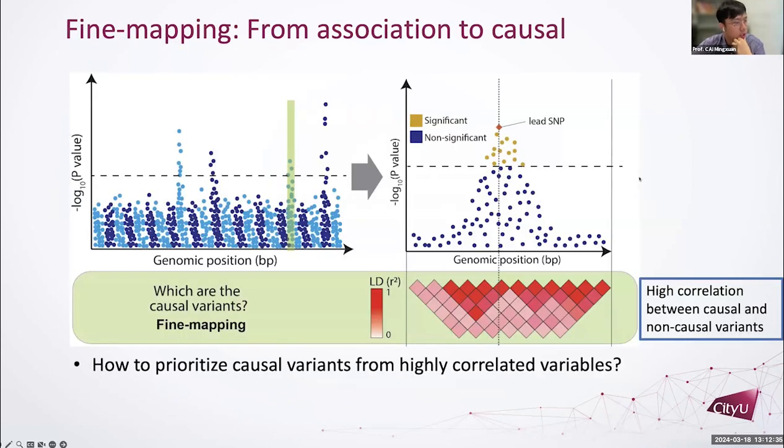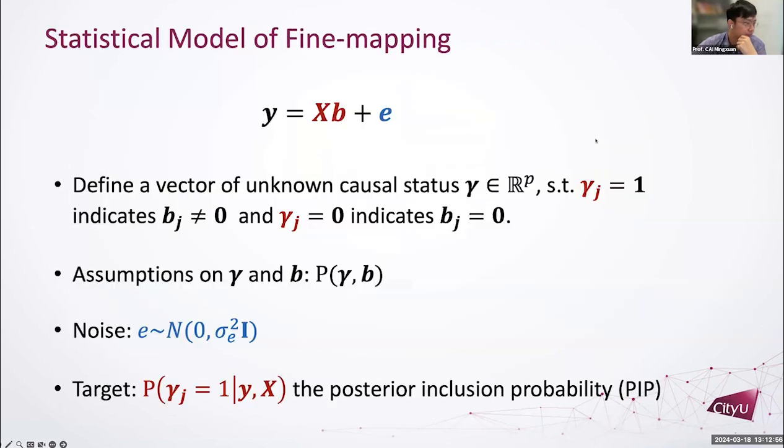As we can see here, we cannot just use marginal regression to find an association. That does not tell you the causal relationship. So what we need to do is to take this correlation, or LD, linkage disequilibrium matrix, into account, so as to more robustly prioritize the causal SNPs in this region.